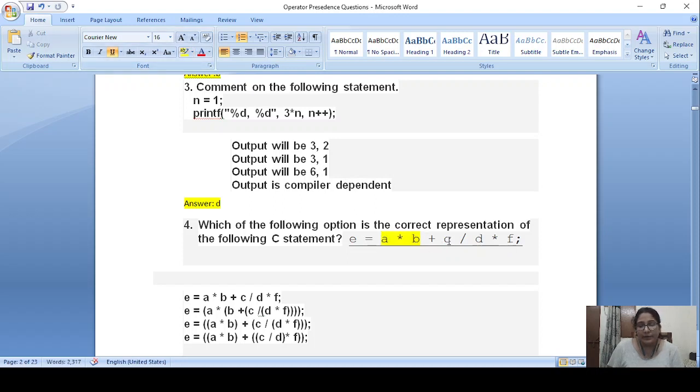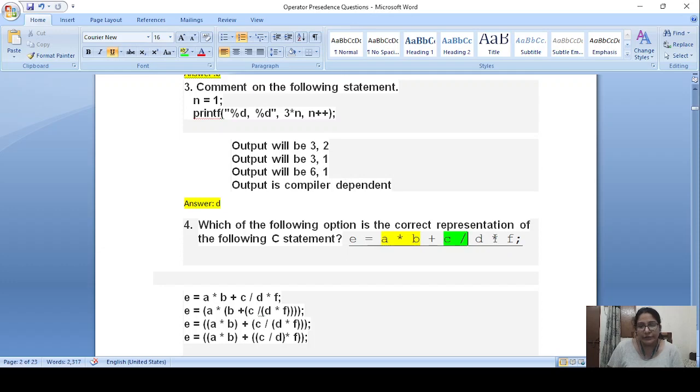Then it will come to C. C will have two operators, that is plus and equal to. Definitely division has higher precedence than plus, so C will go with division. Now again, it will come to D.